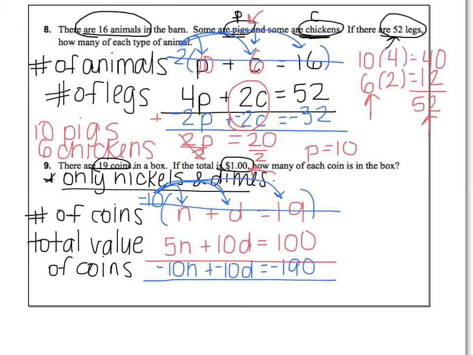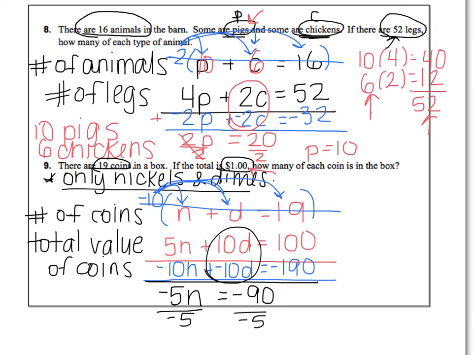So now I'm done with that top equation, and I'm going to use elimination on the bottom. 5n minus 10n gives me a negative 5n. Opposites give me 0, and 100 minus 190 gives me a negative 90. From here, I have to divide by negative 5 to get the n by itself, and if you take negative 90 divided by negative 5, n would equal 18. Since n was standing for nickels, that means I have 18 nickels.